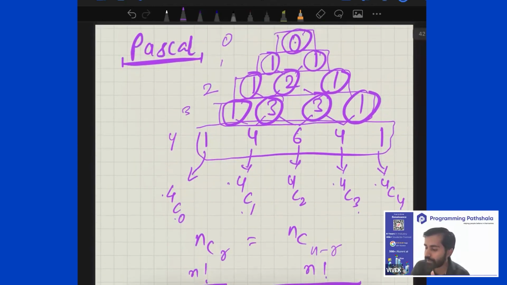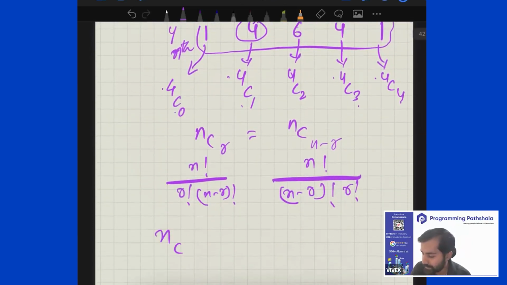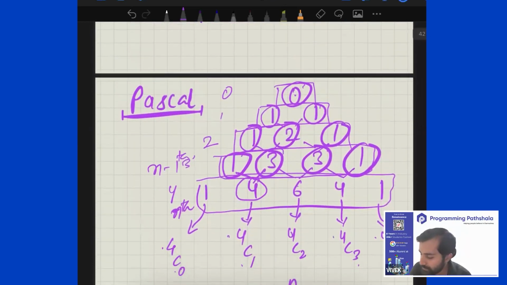And now you can use a very important property over here, that the value in the nth row is derived from the top two values in the (n minus 1)th row. Technically, what is happening here is nCr is equal to (n minus 1)Cr plus (n minus 1)C(r minus 1). See, if this is my nth row and this is the rth value, then this is my (n minus 1)th row, and this is my rth value, and this is my (r minus 1)th value.